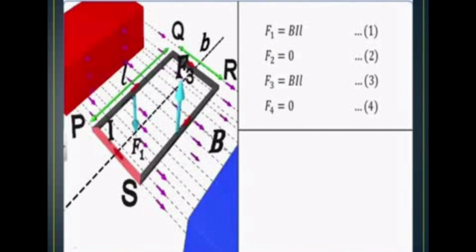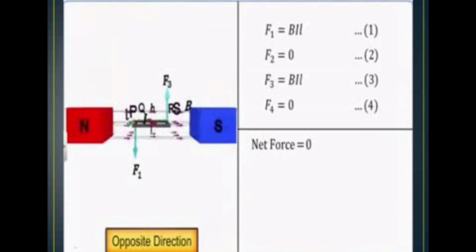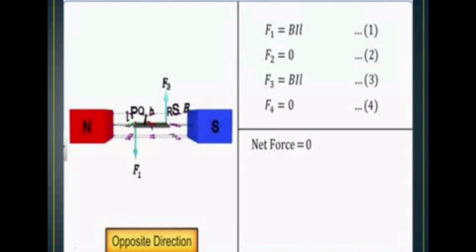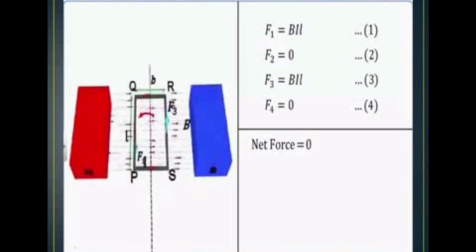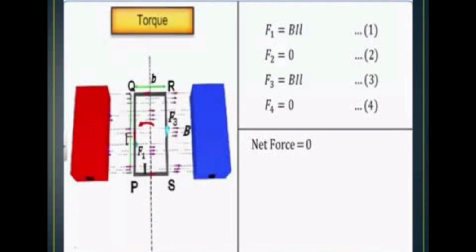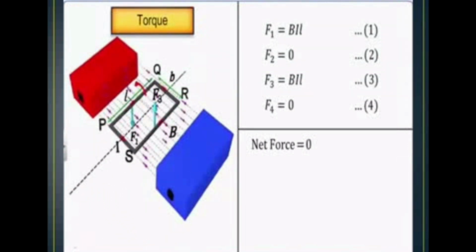Only two forces act, on the sides PQ and RS, in opposite directions. F1 is acting in a downward direction and F3 in an upward direction. On the remaining two sides there are no forces. So equal and opposite forces are acting, and the coil experiences a torque, that is, a rotating effect. See how it is rotating: it rotates in the anti-clockwise direction.